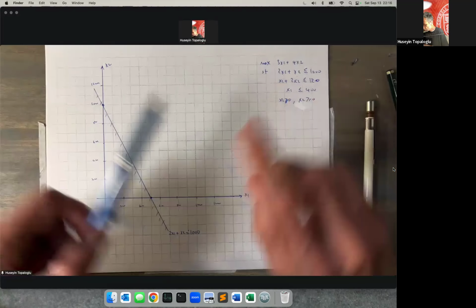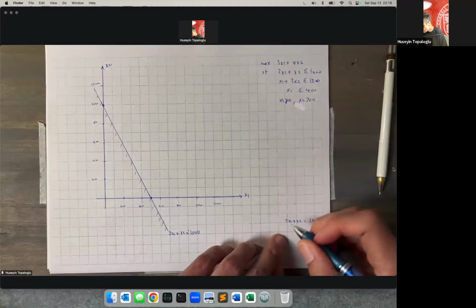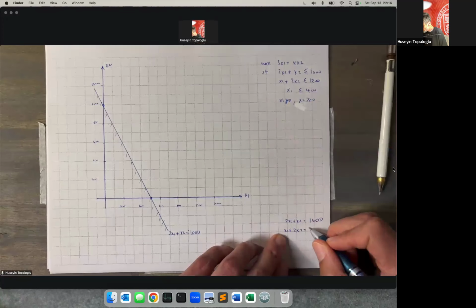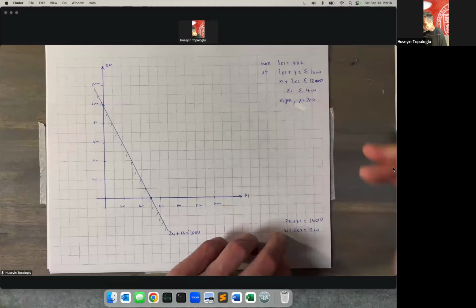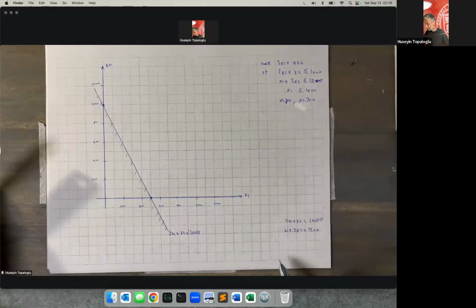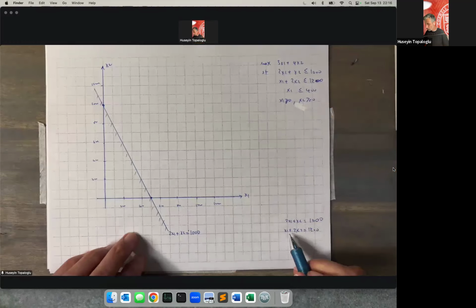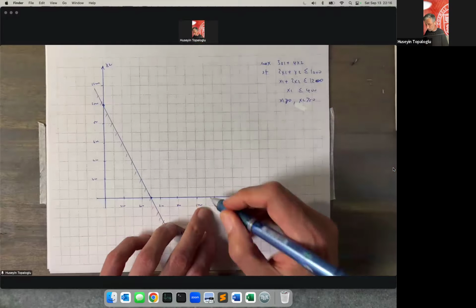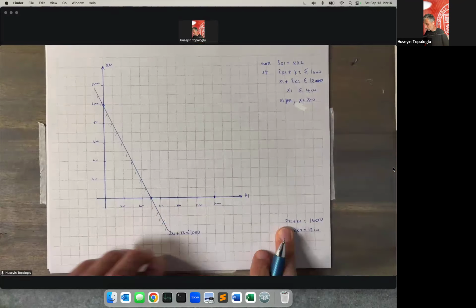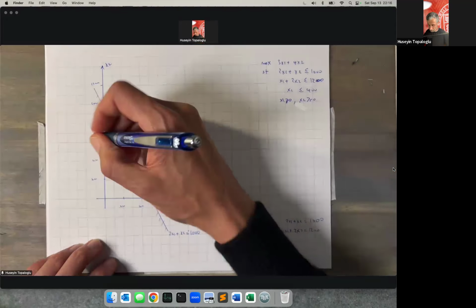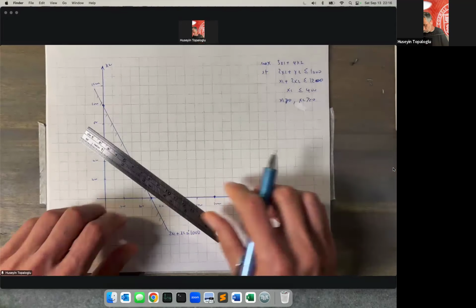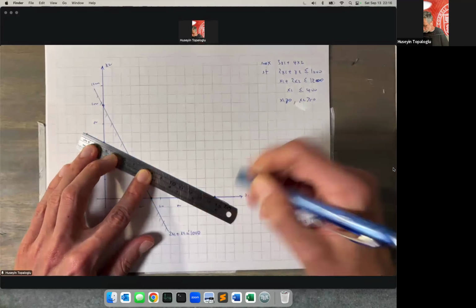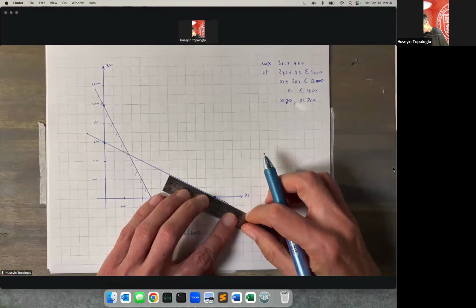Let's plot the set of points that satisfies the second constraint. So let's plot the line that corresponds to the second constraint, x1 plus 2x2 equals 1,200. When x2 is 0, x1 is going to be 1,200. When x1 is 0, x2 is going to be 600. So this is the line corresponding to the second constraint.